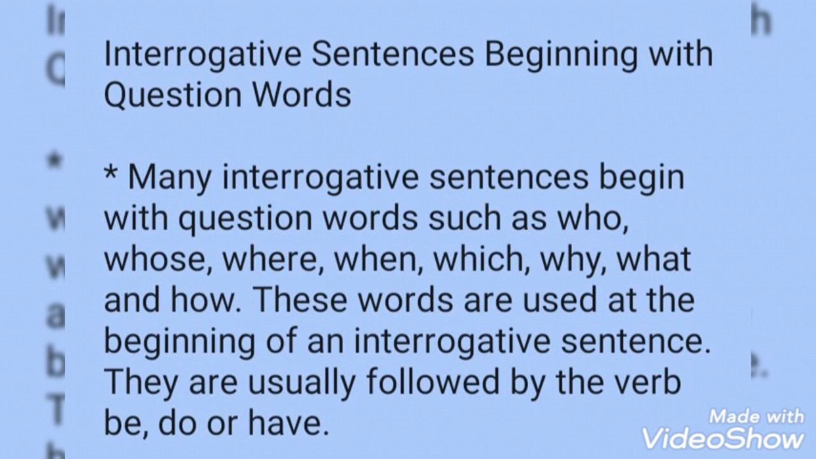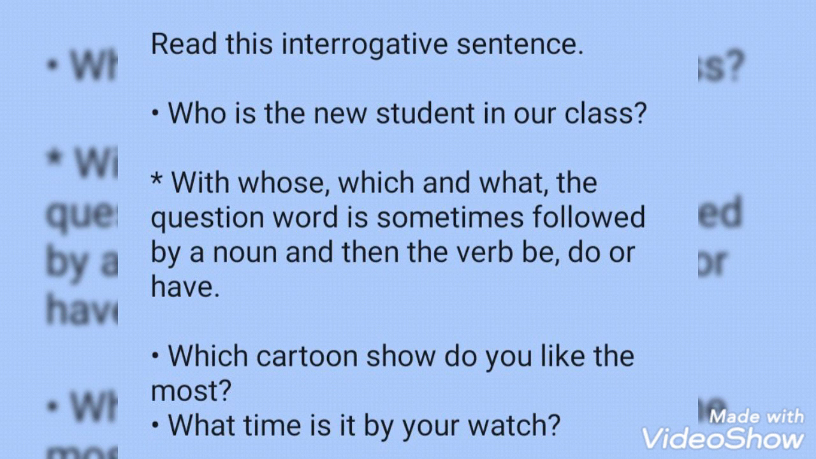Interrogative sentences beginning with question words. Many interrogative sentences begin with question words such as who, whose, where, when, which, why, what and how. These words are used at the beginning of an interrogative sentence. They are usually followed by a verb be, do or have. For example, read these interrogative sentences. Who is the new student in our class?